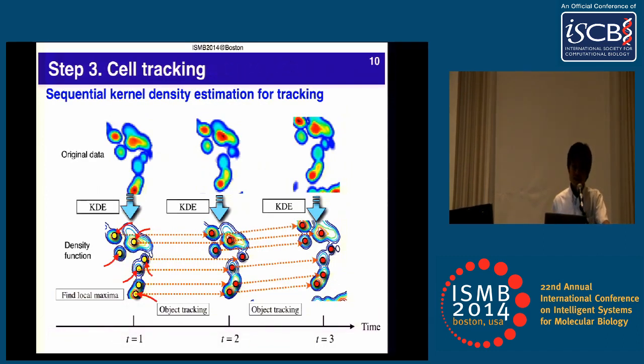So the next step is tracking. Performing cell detection at the initial position, we obtain the initial position of cell trackers at the initial frame. And the purpose of the tracking is to keep attracting the tracker's position to the local mode of the density function, which is changing over time.